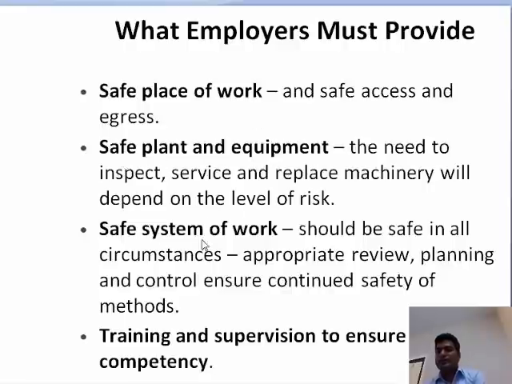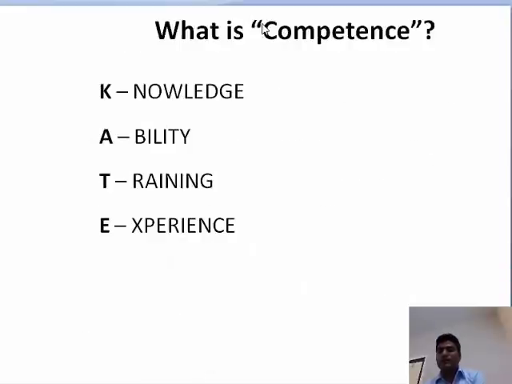What must the employer provide? Employer must provide a safe place of work, safe plant and equipment, safe system of work, and training and supervision to ensure competency. These are the 4 points which the employer should ensure at the workplace.